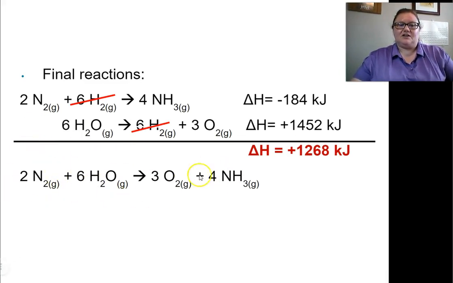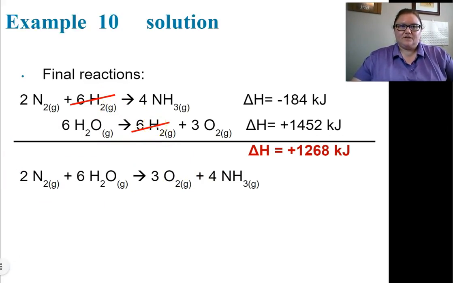So take a look down here. Our target reaction did not have hydrogen by itself here, and this is why. It's canceled out being on opposite sides of the two stepwise reactions. Okay, so that's what we get for our answer for example 10.